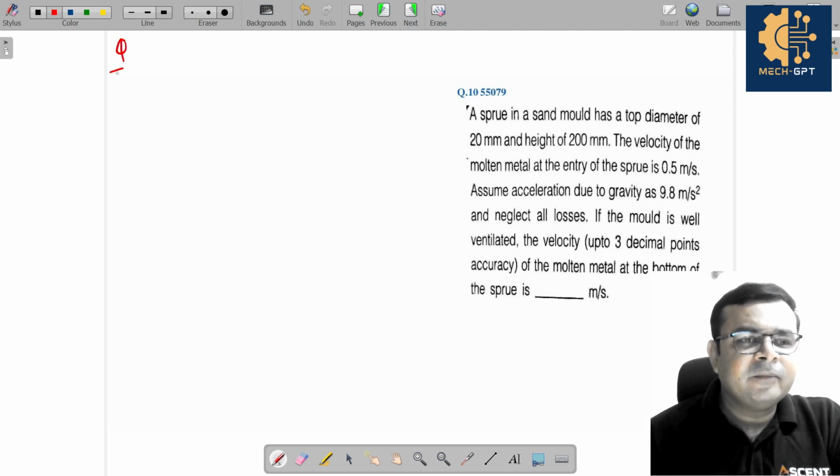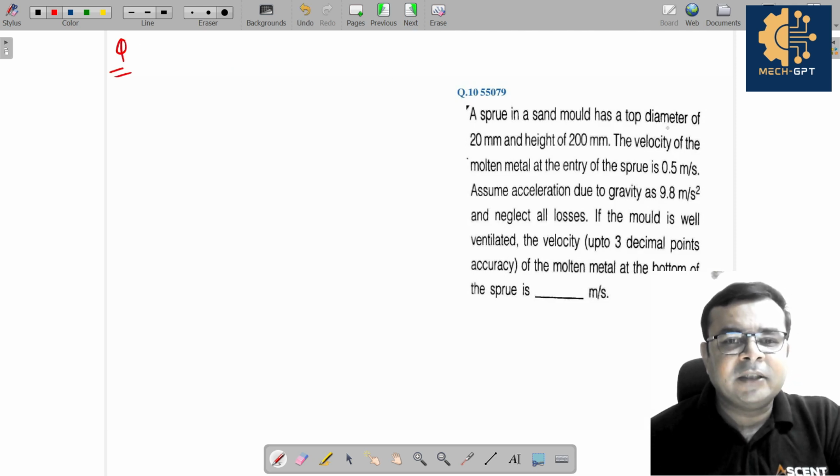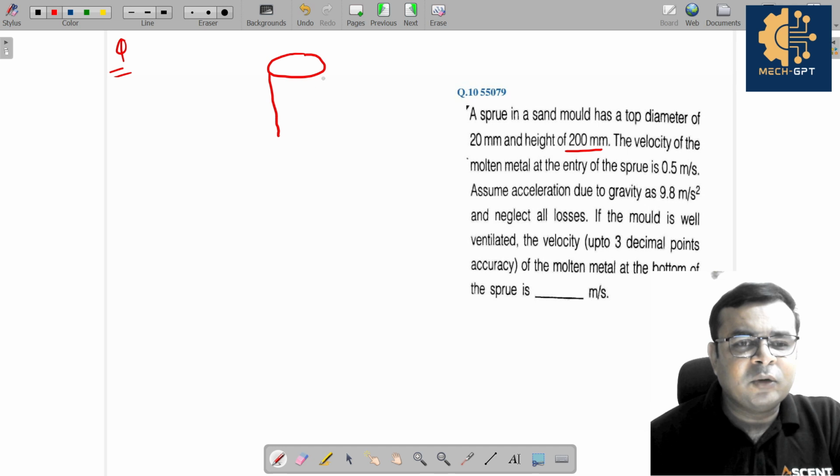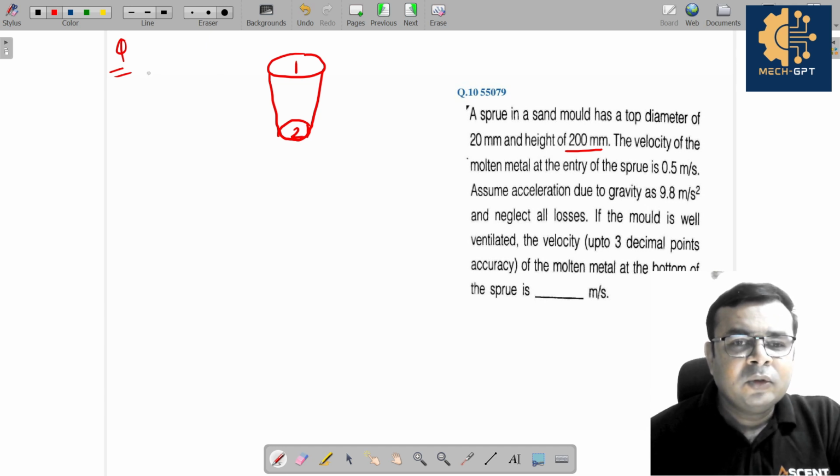And now you can see, a sprue in a sand mold has a top diameter of 20 mm and height 200 mm. Sprue top diameter means, suppose if I draw a sprue, it looks like this, correct? So this is the top diameter which is 1 and this is the bottom diameter that is 2. So the sprue has a top diameter D1 equal to 20 mm, and the height of the sprue is 200 mm.